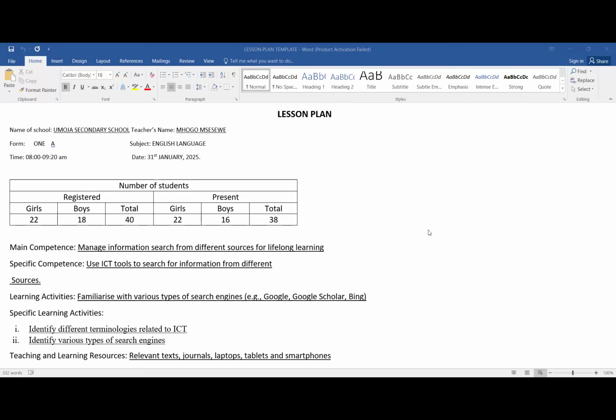We don't have any conflict on the main competence. You don't have any conflict on specific competence. You have to copy it directly from your scheme of work. But the conflict that we have is on the developing of the lesson.